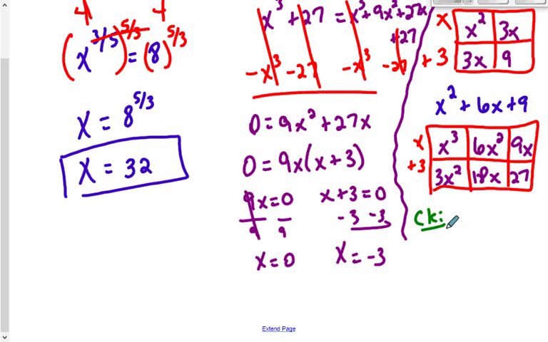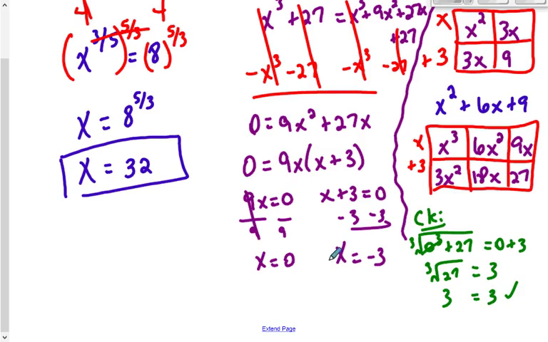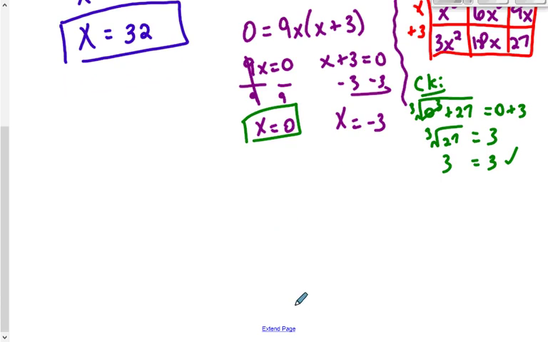When I'm checking the first one, 0, I have the cube root of 0 cubed plus 27 equals 0 plus 3. Well, 0 cubed is just 0. So that leaves me with the cube root of 27. What's the cube root of 27? 3. And the right side is 3, because 0 plus 3 is 3, so that one works. So 0 is good.